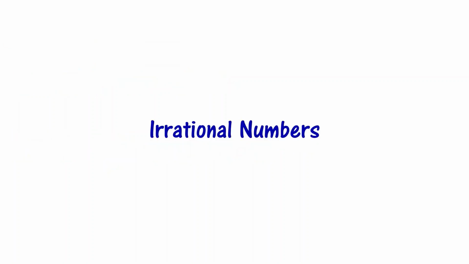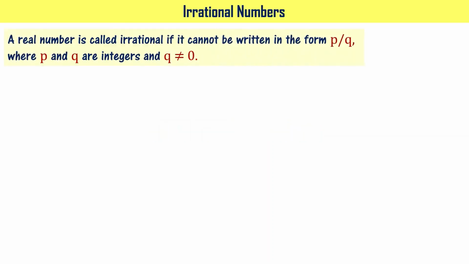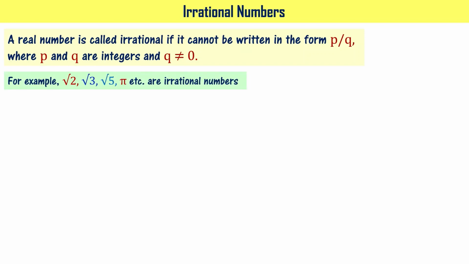Let us learn about irrational numbers now. A real number is called irrational if it cannot be written in the form of p by q, where p and q are integers and q not equal to 0. If you cannot write a real number in the form of p by q, where p and q are integers, then that real number is called irrational number. Please take a note of this. For example, root 2, root 3, root 5, root 7, pi, etc. are irrational numbers.